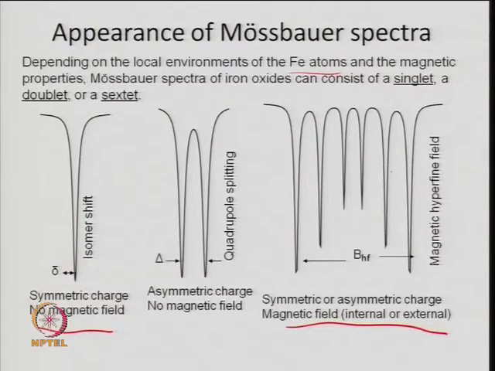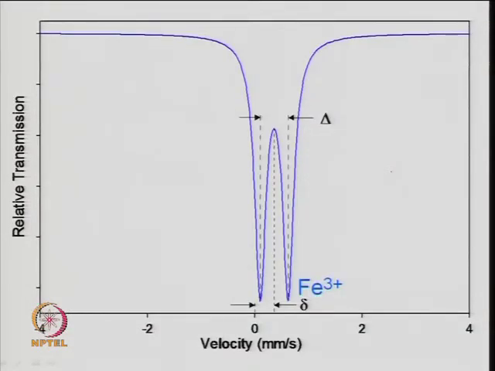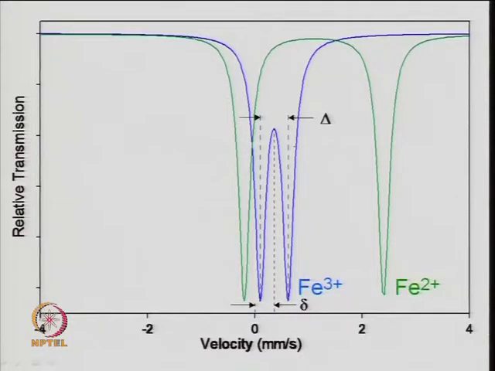This is correlated here again, for Fe3+. If you plot relative transmission versus velocity, you have the shift. This shift is related to the property of the atom, the oxidation state of the metal atom. So iron 2 and iron 3 can be distinguished, as shown here. Iron 2 has a shift like this, iron 3 has this. You can measure that shift at different velocity.